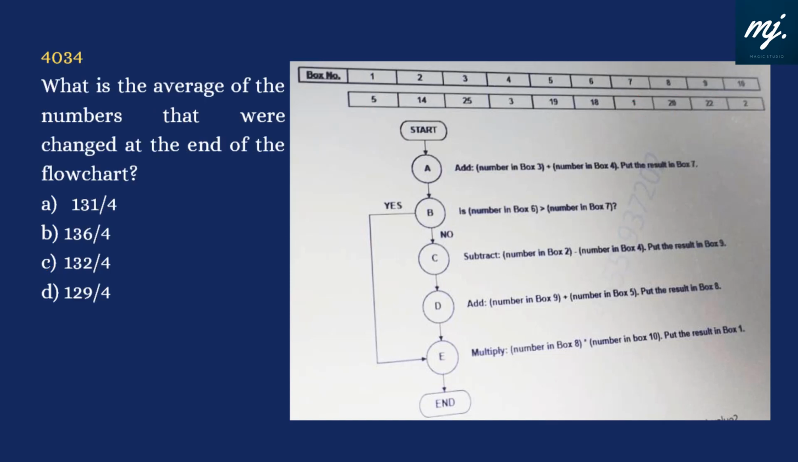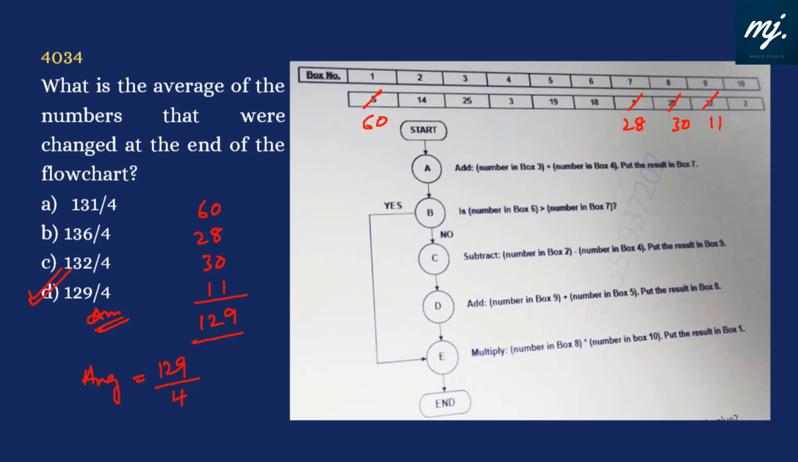Okay. Next question asked in this flowchart is, let's see, number 1 has become 60, box number 7 has 28, 8 has become 30, and 9 has become 11. Now the question is, what is the average of the numbers that were changed at the end of the flowchart? We can see that only 4 boxes were changed. 60, 28, 30, 11, that is 9, 6 and 6, 129. So the average of these is 129 by 4. Changes in 4 boxes. I will go with option D. The average of the numbers that were changed is 129 by 4.